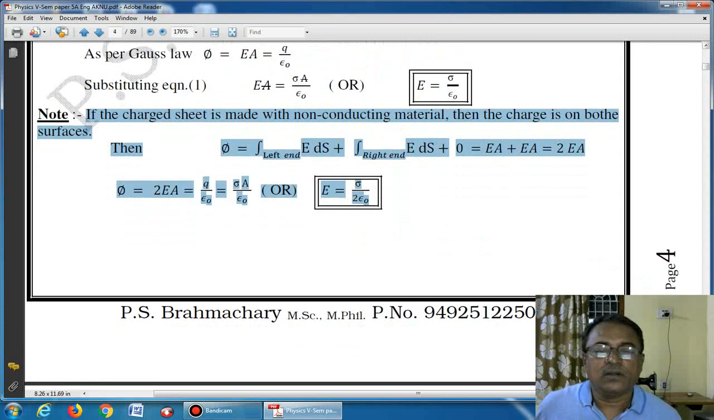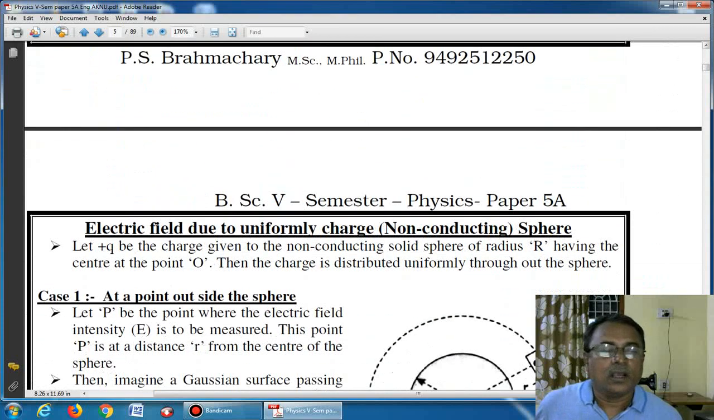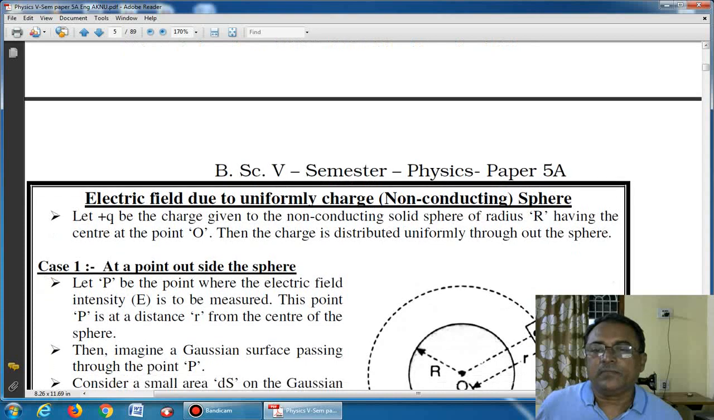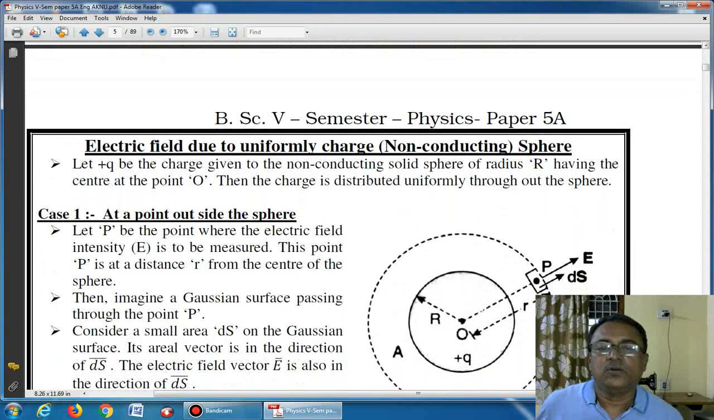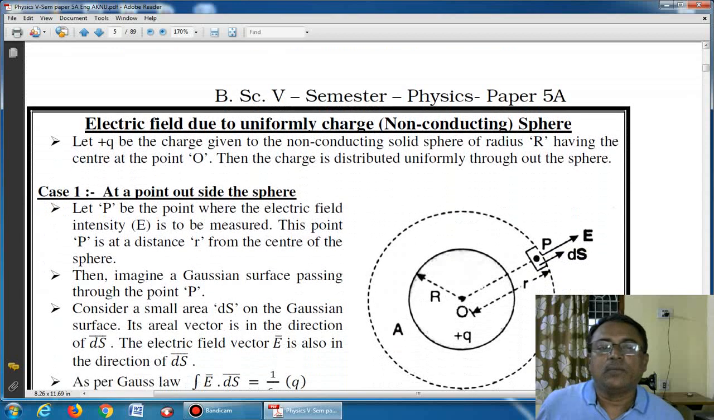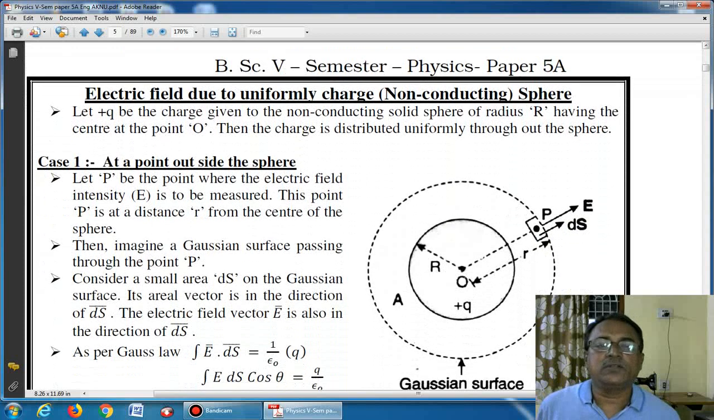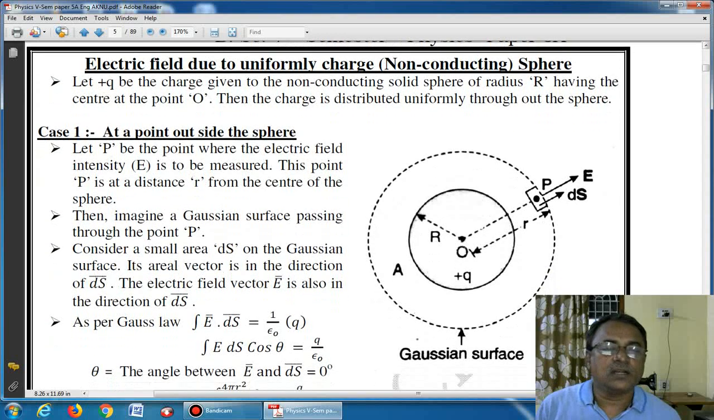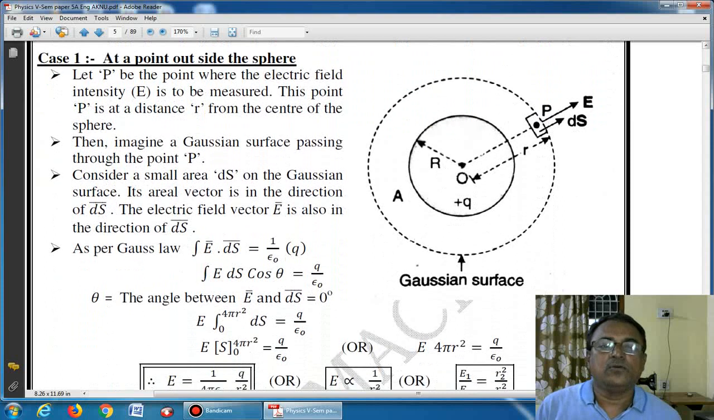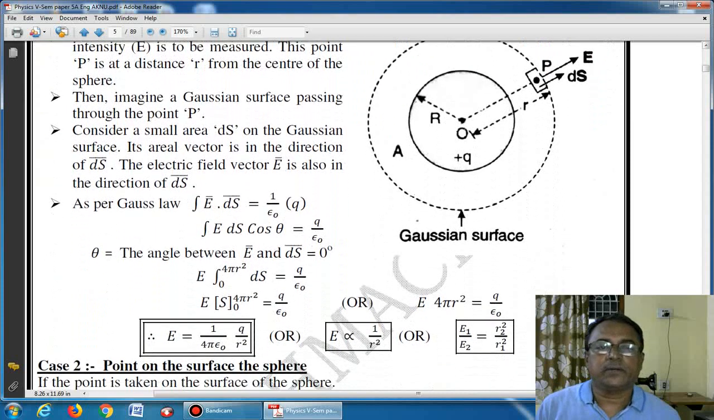Next one, I will go to the electric field intensity due to a uniformly charged sphere. Uniformly charged means it is a non-conducting material. So what is the electric field intensity due to this charged sphere?